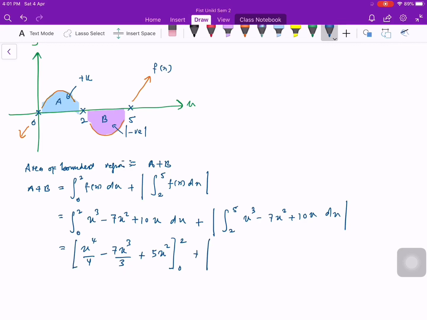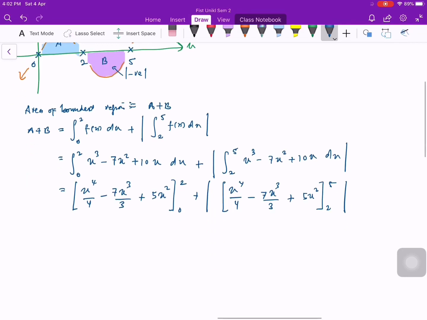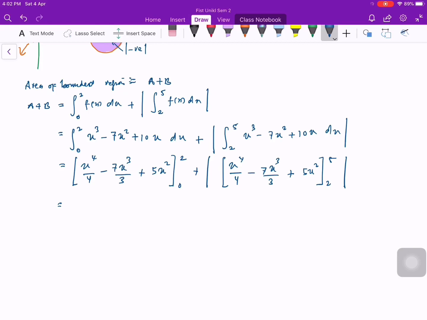Okay, plus with absolute. So I'm going to have the same x kuasa 4 bahagi dengan 4 tolak dengan 7x kuasa 3 bahagi dengan 3 tambah 5x squared. Okay, 5x squared. And here saya akan ada limit from 2 to 5. Okay, absolute value. Then substitute the value of limits. Here saya akan ada nilai 16 over 4 minus with 56 over 3 plus with 20. Okay, minus with 0.